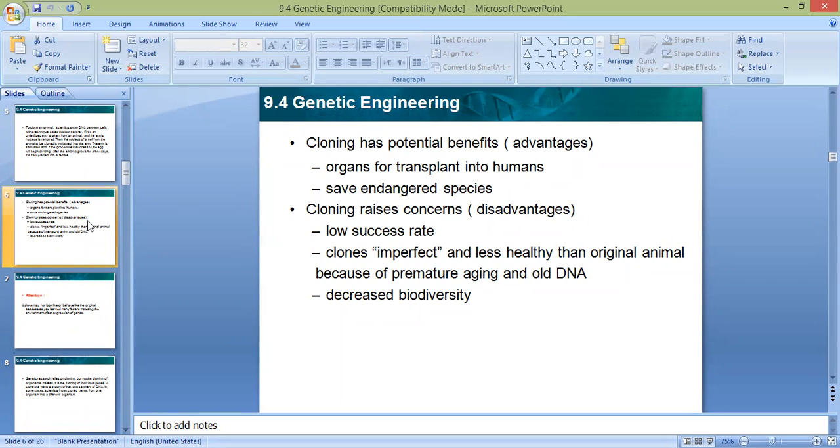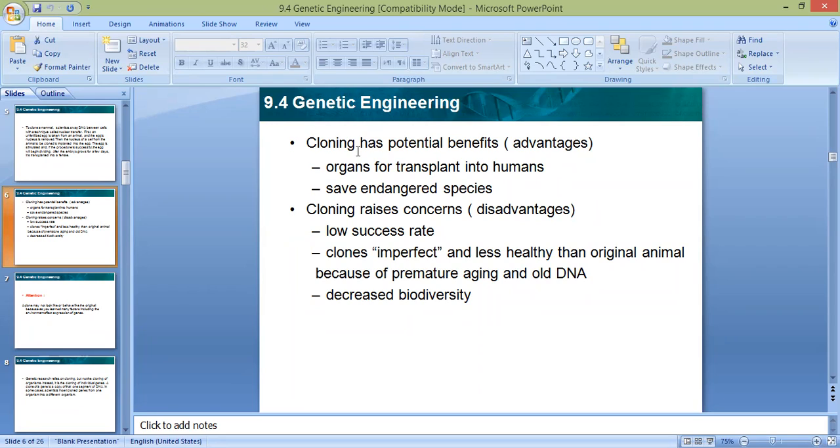Advantages: they can use cloning for organ transplantation into humans. Some people have problems in their liver, or the kidney doesn't perform its function properly. They need new organs, so they use cloning for transplantation of organs into humans. And because there are some endangered species, they save them by cloning.